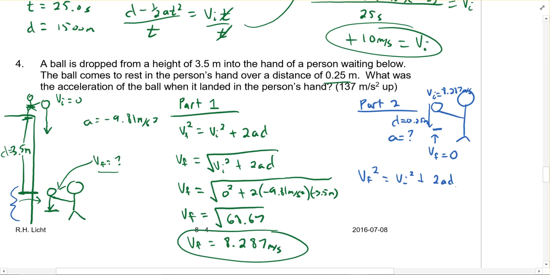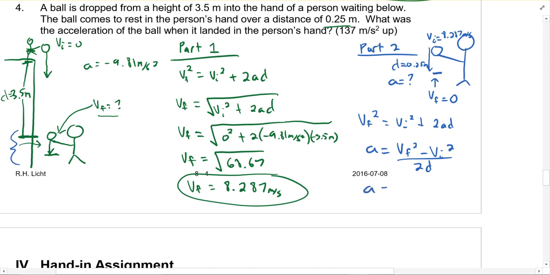But this time I'm looking for acceleration. So if you rearrange for acceleration, you get VF squared minus VI squared all over 2D. So now plugging in my numbers, VF in this case was 0, right, for part 2. So 0 squared minus 8.287 meters per second squared, don't forget the squared, divided by 2 times 0.25 meters.